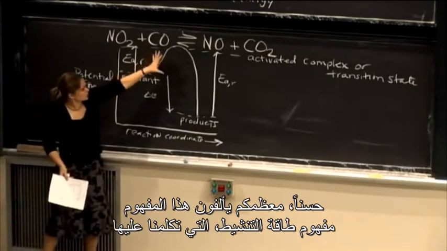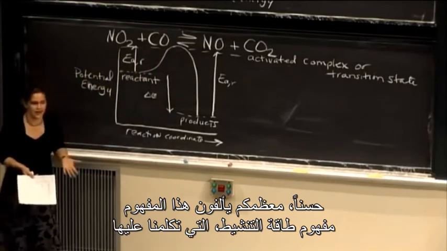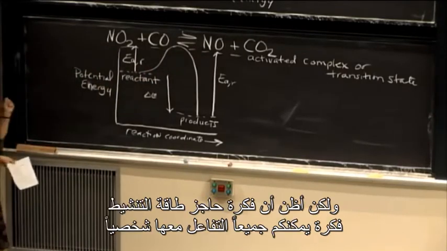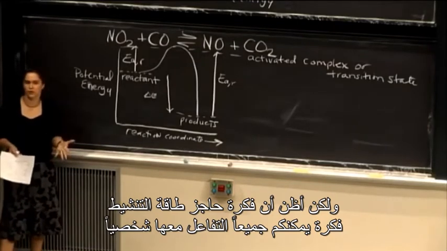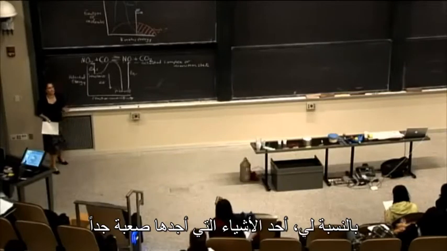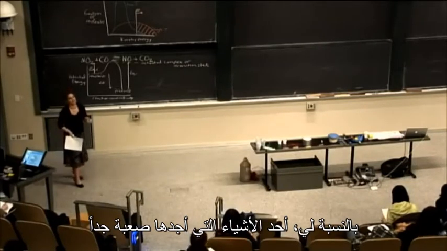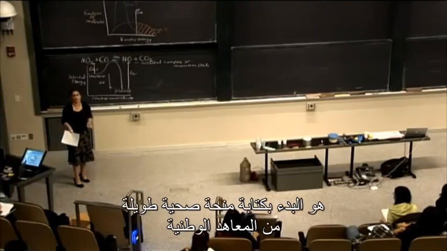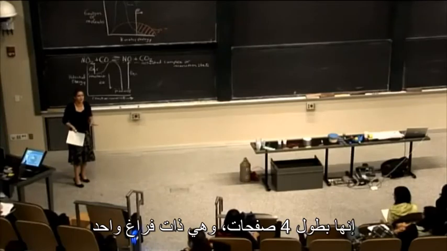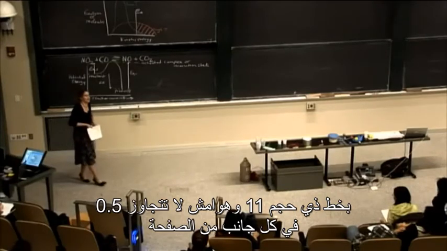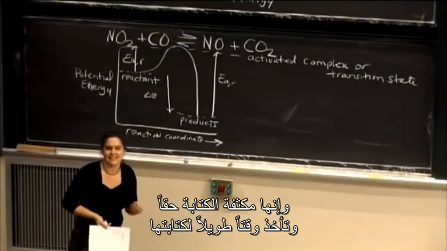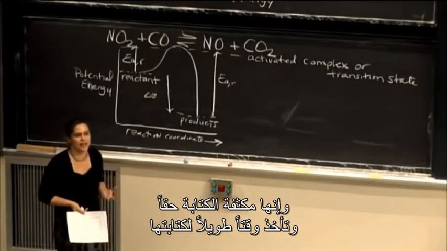Okay. So most of you are familiar with the concept of this activation energy. We've been talking about it, but the idea of an activation energy barrier is something that probably all of you can personally connect with. For me, one of the things that I find really hard to do is get started writing a long National Institutes of Health grant. They're about 25 pages long, single-spaced, font 11, with 0.5 margins on every side of the page, and it's really dense, and it takes a long time to get going on that.